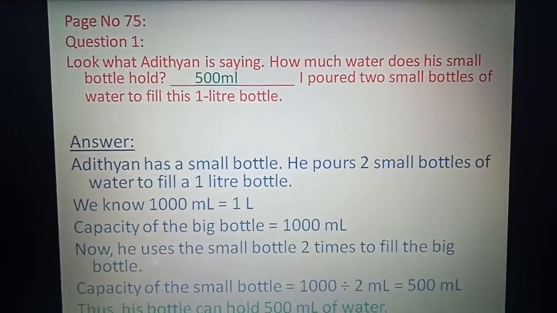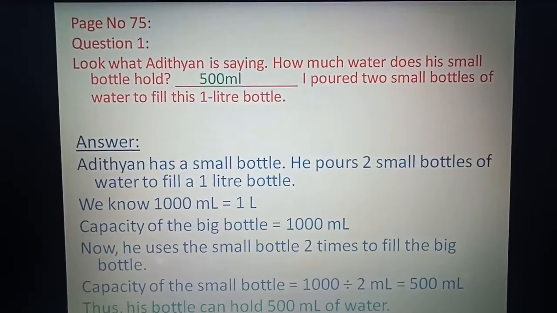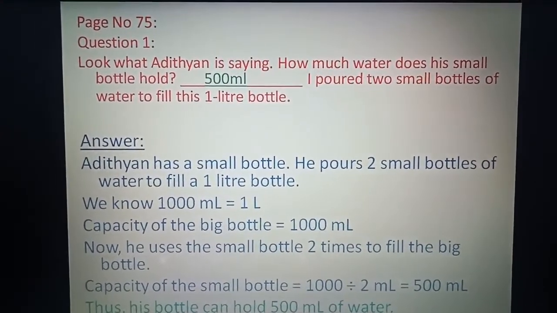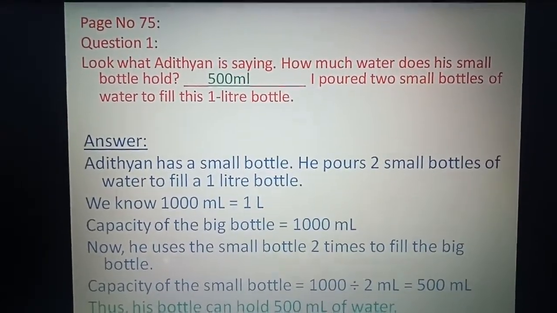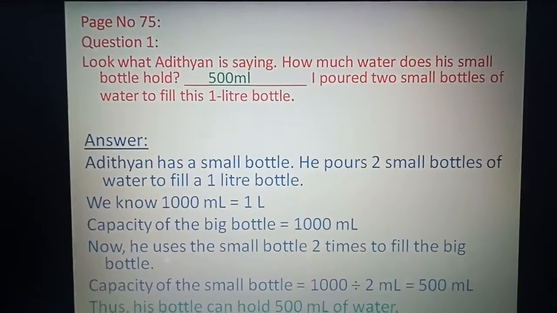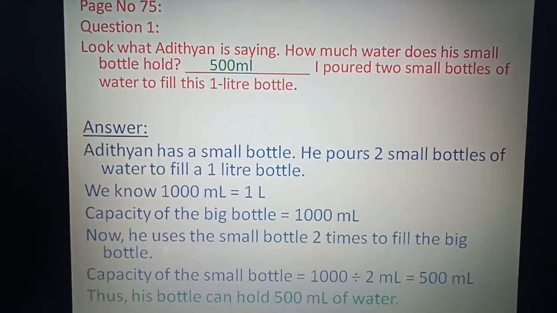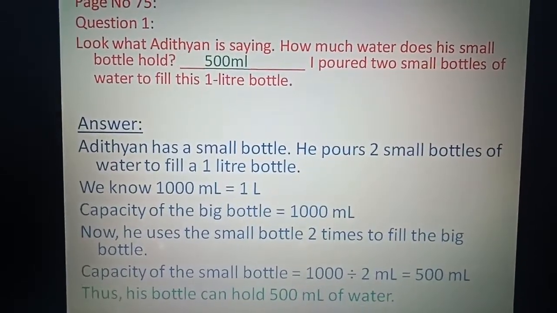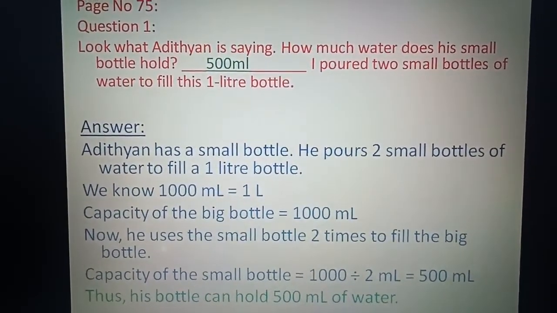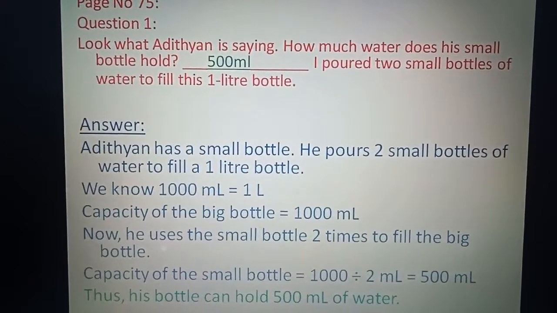So page number 75, question number 1. Again I am saying the question. Look what Adityan is saying. How much water does his small bottle hold? I poured 2 small bottles of water to fill this 1 liter bottle. Now the answer. Adityan has a small bottle. He pours 2 small bottles of water to fill a 1 liter bottle.